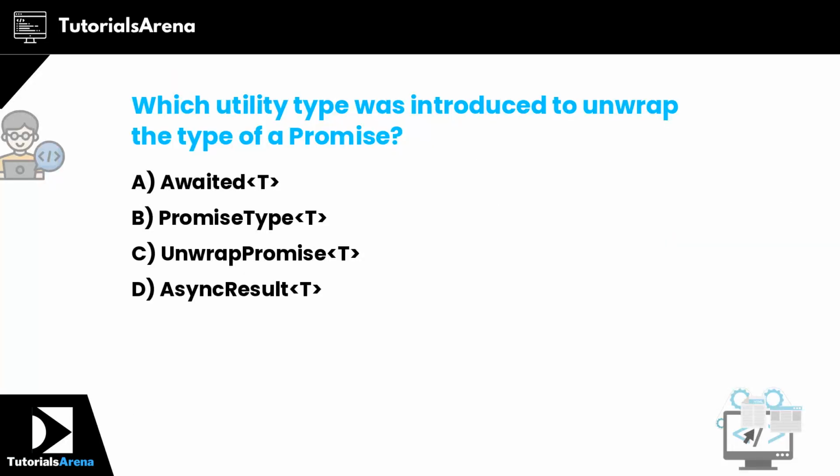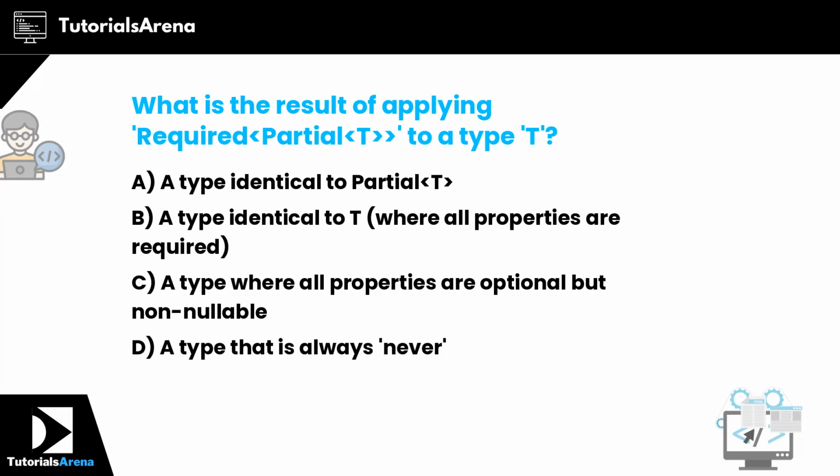Which utility type was introduced to unwrap the type of a promise? The correct answer is option A, Awaited<T>. What is the result of applying Required<Partial<T>> to a type T? The correct answer is option B, a type identical to T, where all properties are required.